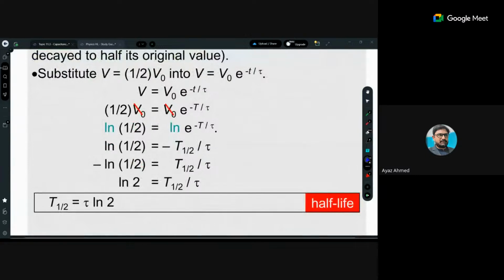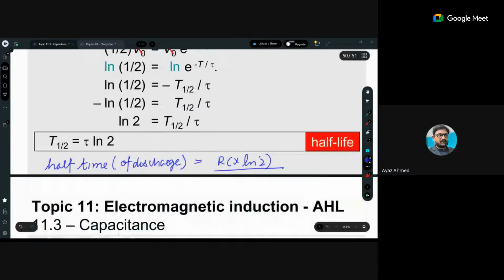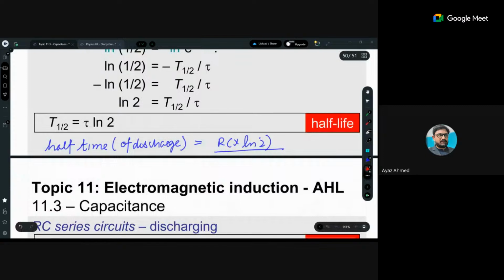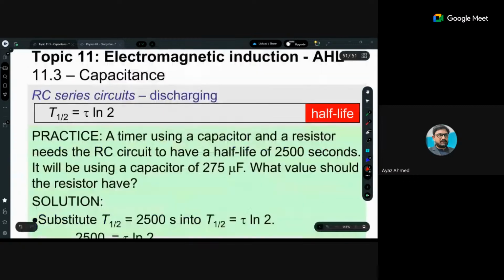Then we can consider the half time, which is just like your half life. The half time of discharge is equal to RC times natural log of 2. You just have to recall this equation. RC is basically tau, and that is the half life of your capacitor. So 0.693 times RC is the half life of your capacitor.